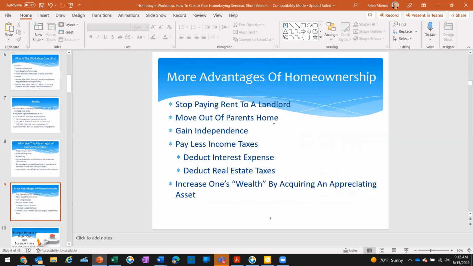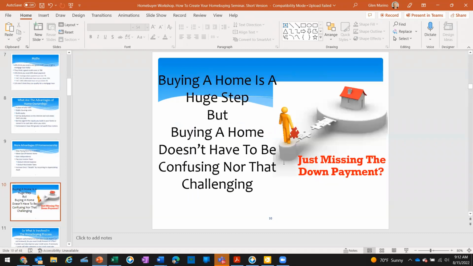Here's some more advantages of home ownership. They can stop paying rent to a landlord. They can move out of mom and dad's house. They can gain independence. We've already talked about them paying less in income taxes. And they can increase one's wealth by acquiring an appreciating asset. Buying a home is a huge step, but buying a home doesn't have to be confusing nor challenging, especially with the help of a wonderful, qualified realtor and a licensed loan originator.